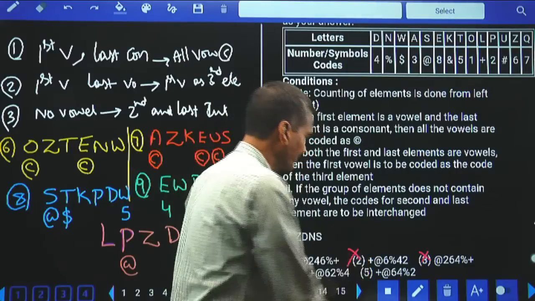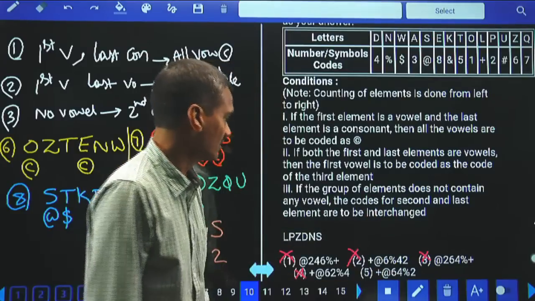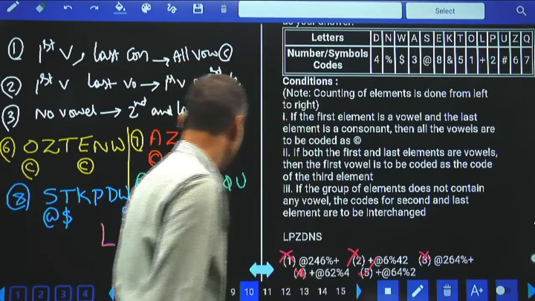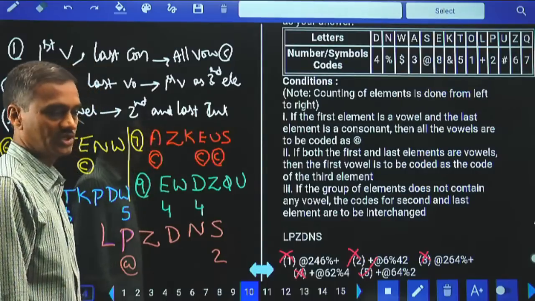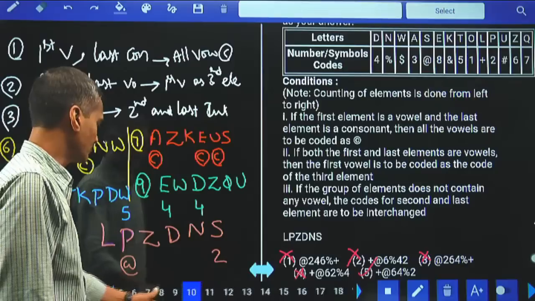Hence in choice 2, 4 is not there at the fourth place, it is a percentage sign. Hence 2 is ruled out. Finally we are left with choice 5. So for the 10th question, choice 5 is the answer. Hope everyone followed this one. This is how you need to work this out.